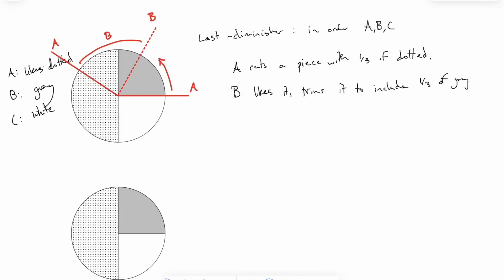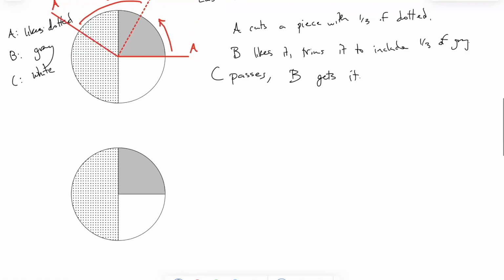What's going to happen? I think C will pass. We're talking about this piece right here, and C only likes the white part, and this has none of the white part. So C does not like this piece. C passes, which means B gets it, because B was the last person to trim it down. If nobody trims it down, then the original cutter gets it. All right, that counts sort of as the first trimming. So C passes, B gets it.